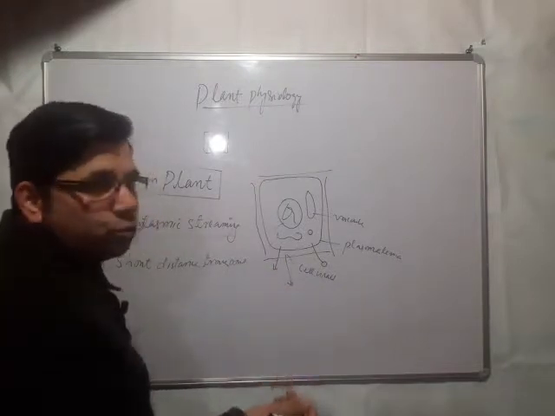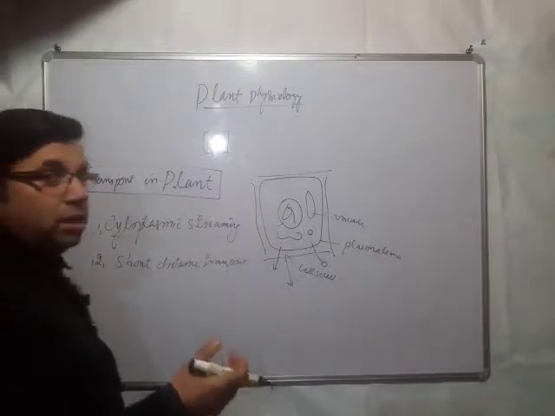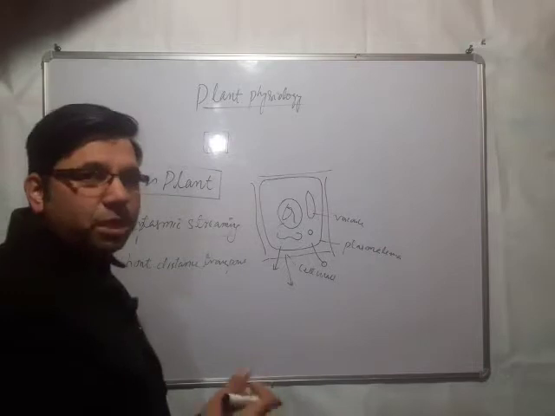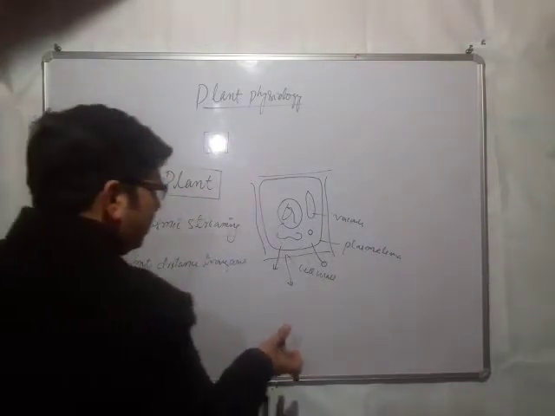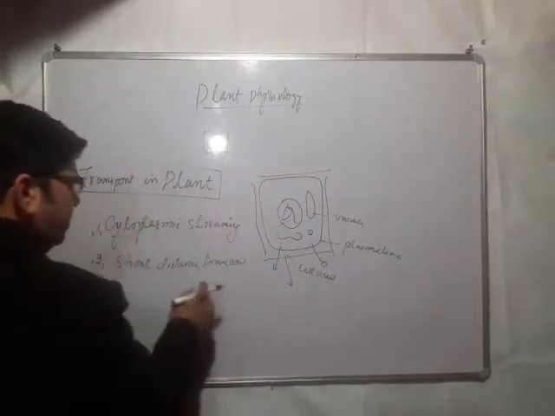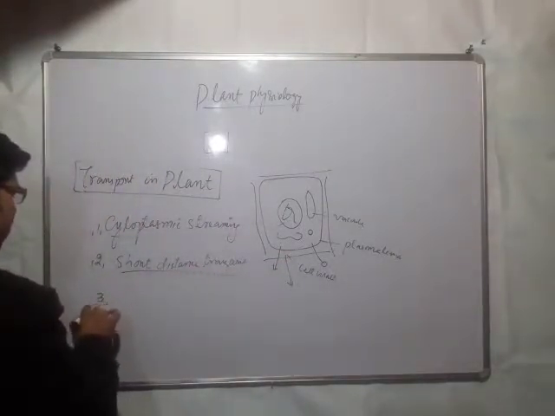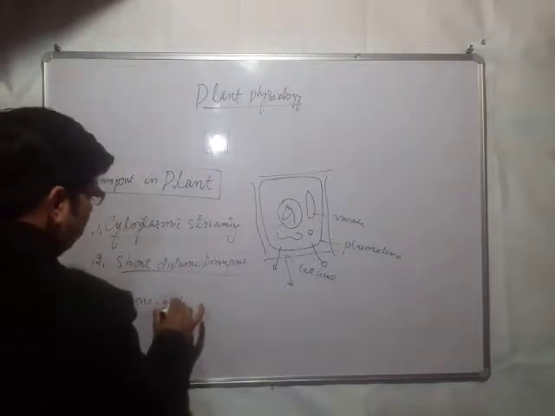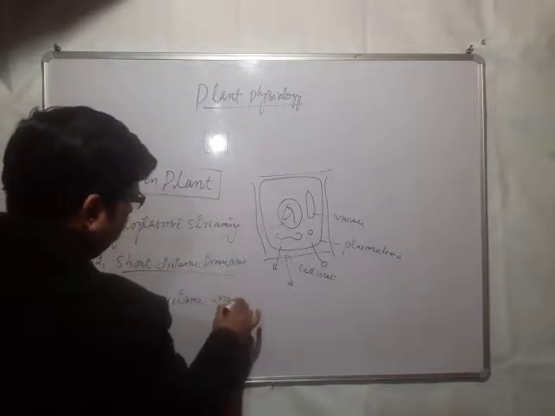The short distance transport is, for example, from one cell to another cell within the same tissue. So it is a very short distance, in centimeters, even millimeters, or some inches, or even up to feet, or less than that. That is short distance transport. And the third one is called long distance transport.